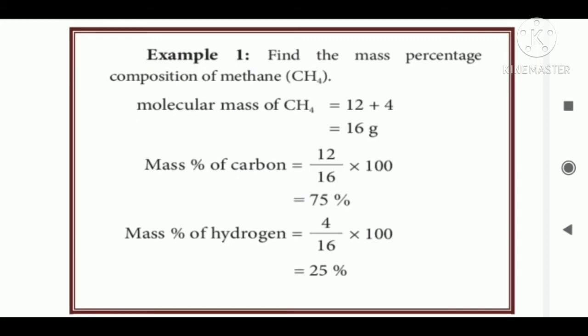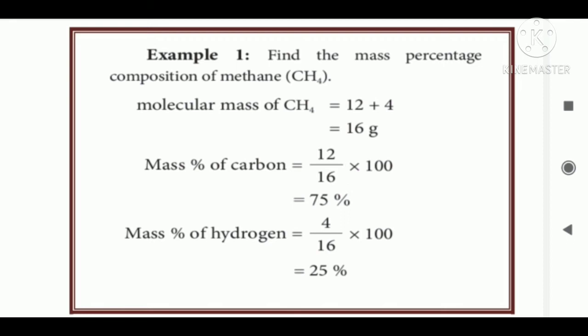Find the mass percentage composition of methane. The molecular mass of methane: carbon atomic mass 12 and hydrogen atomic mass 1, with the number of hydrogen 4, so 12 plus 4, 16 grams. So the molecular mass of methane is 16 grams.